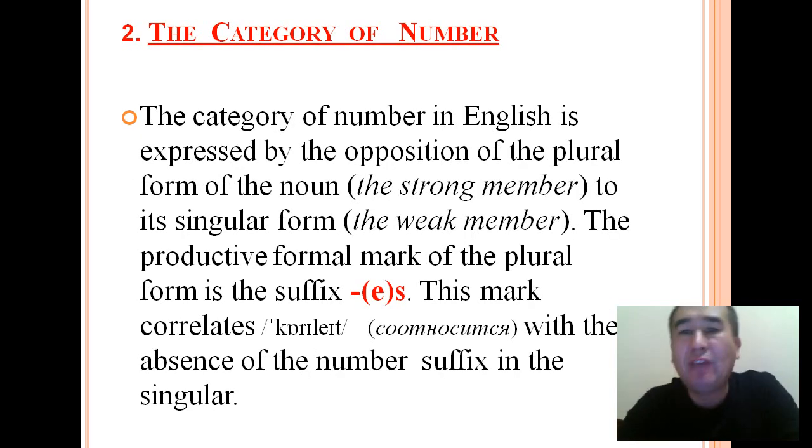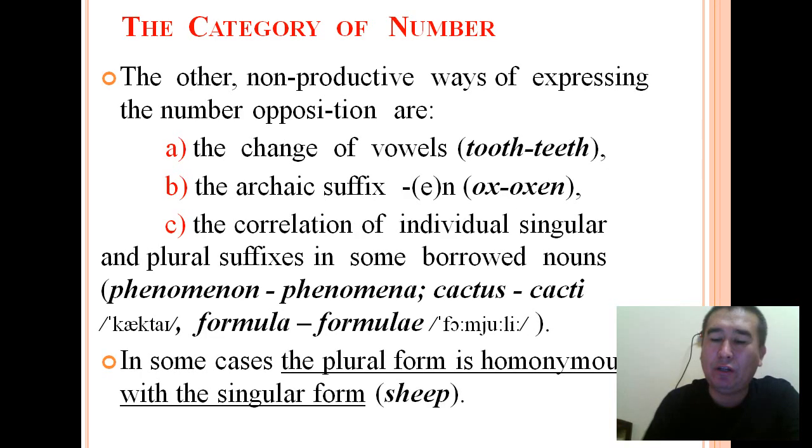The category of number in English is expressed by the opposition of the plural form of the noun, the strong member, to its singular form, the weak member. The productive formal mark of the plural form is the suffix -es. This mark correlates with the absence of the number suffix in the singular.